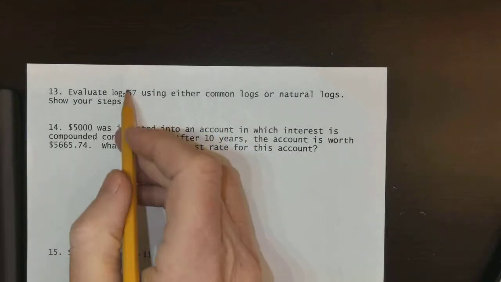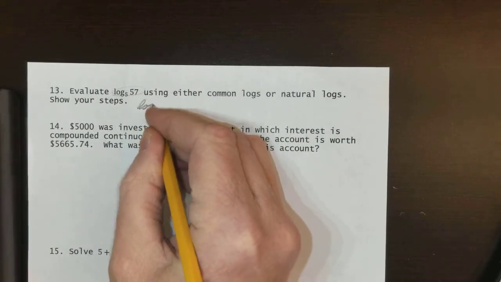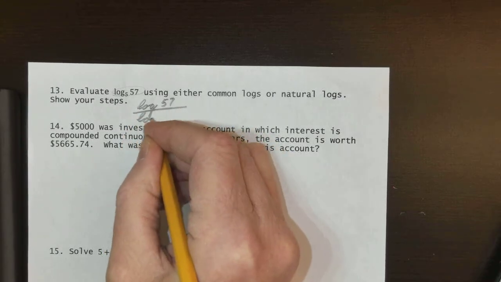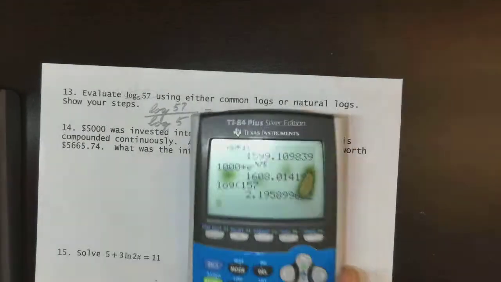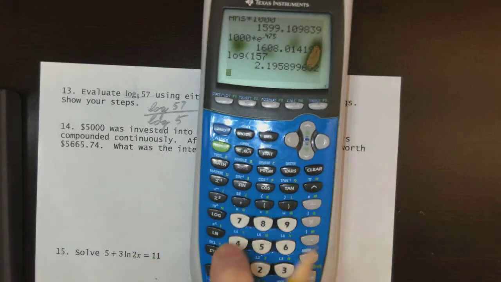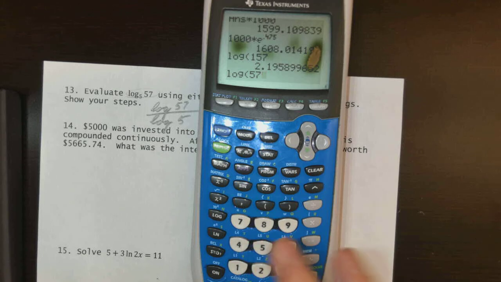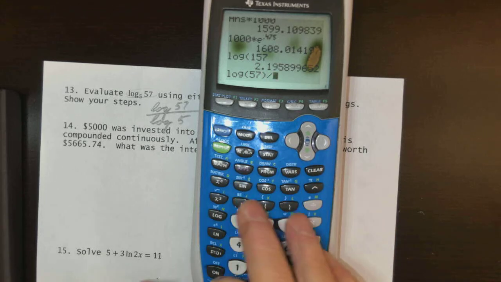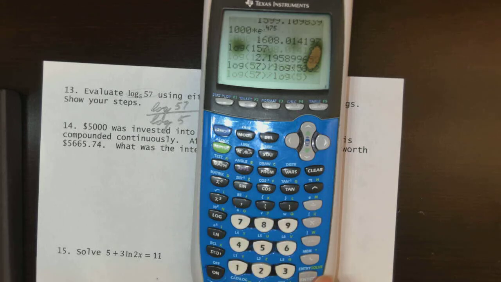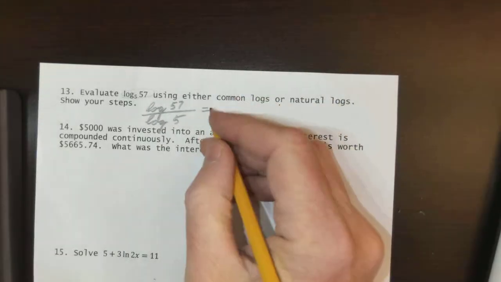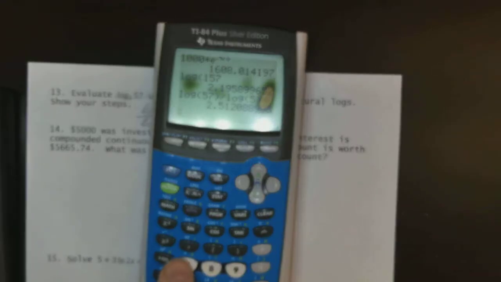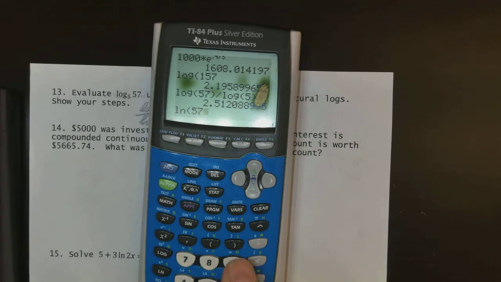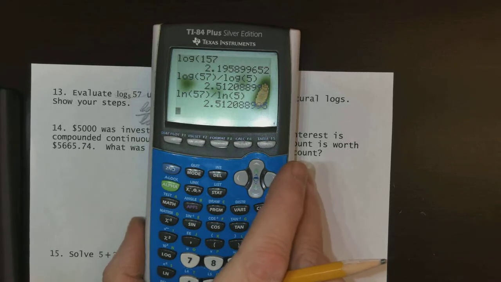All right, this one we had a lot of questions on. It's easy. Using the change of base, log of 57 over log of 5 is the change of base formula. And it's a common log that I'm using here, divided by log of 5. Approximately 2.512. And if you'll notice, I could have used natural log of 57 divided by natural log of 5, 2.512.